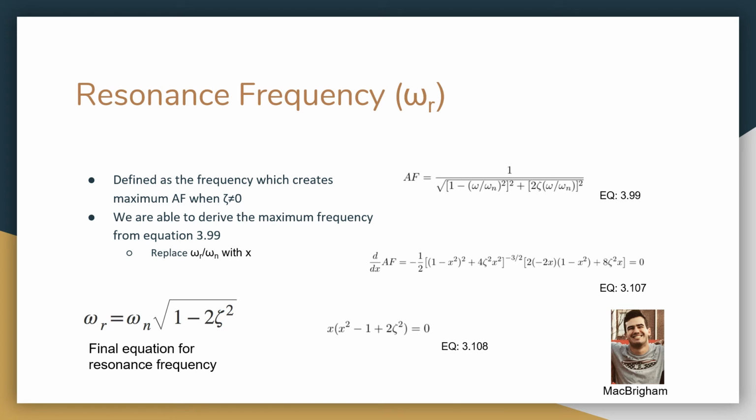Then we were able to solve for x once we set the numerator equal to 0. Knowing that we can ignore the answer x equals 0, we were able to find the final equation for the resonance frequency in terms of zeta and natural frequency.